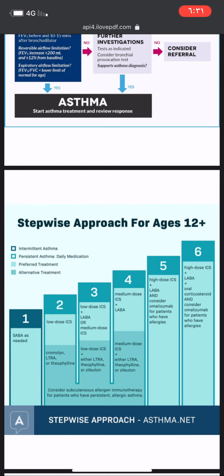If preferred treatment, if it's the third or fourth step, you may need a medium dose of inhaled corticosteroid with long-acting beta agonist. If it is more severe, you may need a high dose of inhaled corticosteroid with LABA and consider omalizumab for patients who have allergy. If it is very, very severe, you need a high dose of inhaled corticosteroid with LABA, with oral corticosteroid, and consider omalizumab for patients who have allergy.